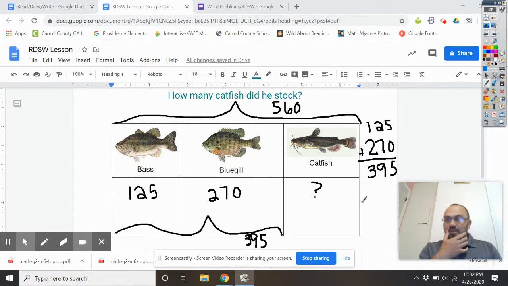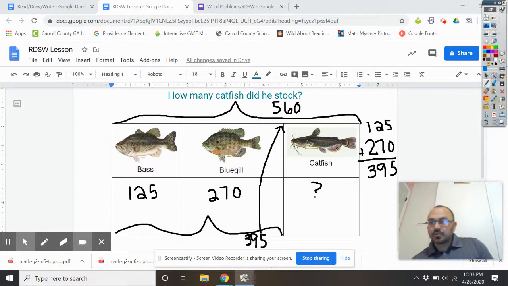And let's talk about why you should subtract. We know we have a total of 560. We know that two of the fish totaled 395. So we have to find the difference between the total number of fish and the total number of fish that we do know. So the total number was 395. The total number was 560. So we're looking for the difference from 395 to 560. So difference is a key to subtract.